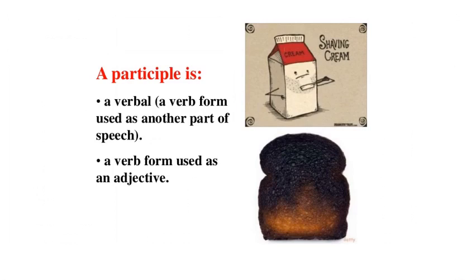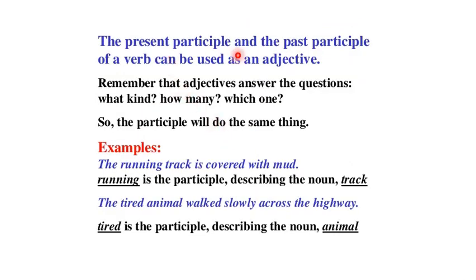Now let's learn what is a participle. A participle is a verb form used as another part of speech, a verb form used as an adjective. So participle can be used as a part of the verb or part of an adjective. The present participle and the past participle of a verb can be used as an adjective. Remember that adjectives answer the questions what kind, how many, and which one. So the participle will do the same thing.